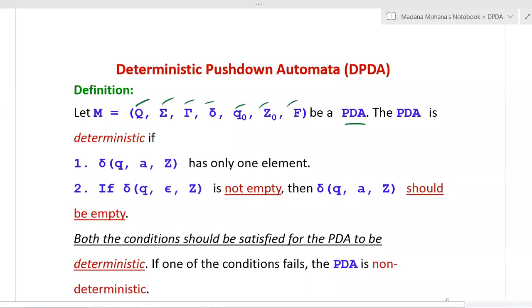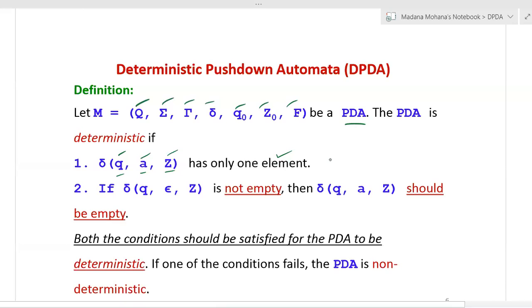The first condition: delta of Q, comma A, comma Z, for a state Q with an input symbol A and the initial symbol of the stack, this transition always has only one element. That means from a state on the same input symbol with the initial stack symbol, it has only one element.